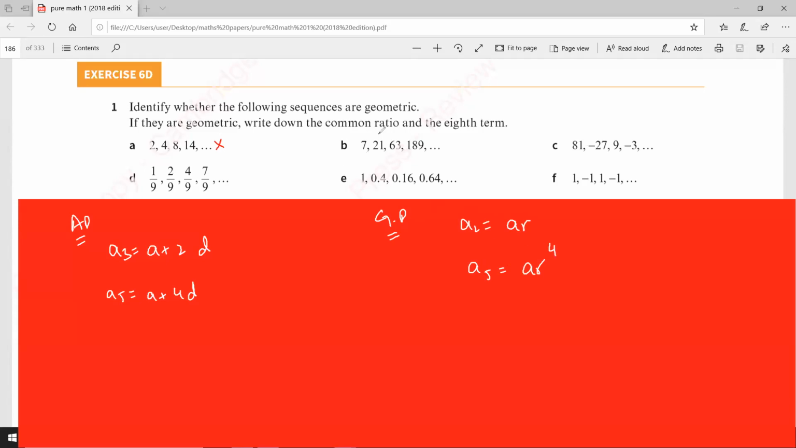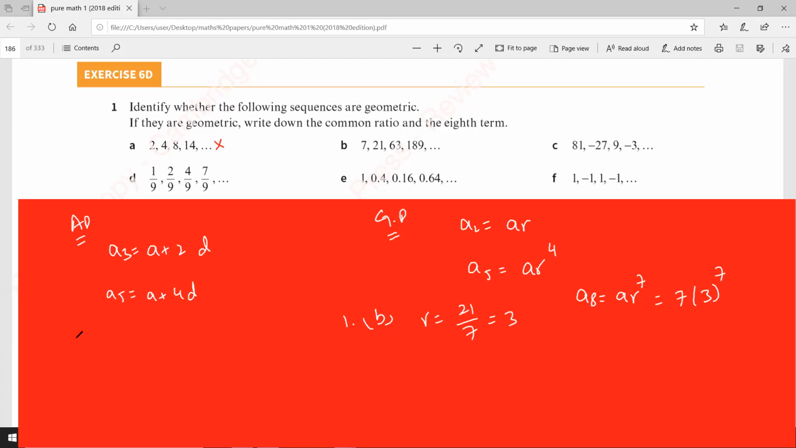He's asking in this question that you have to write the eighth term and the common ratio. Now, first of all, what is the common ratio in this B part? 3. You can find it by 21 divided by 7. So that is 3. The common ratio is 3. So if we have to find the eighth term, that means AR raised to power 7. So the eighth term would be 7 into 3 raised to power 7. You can find this through the calculator.